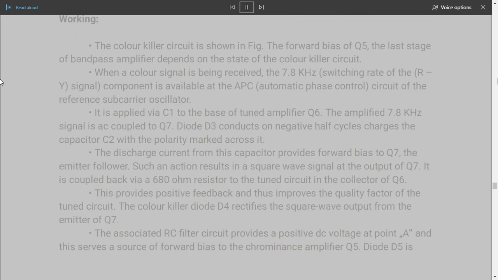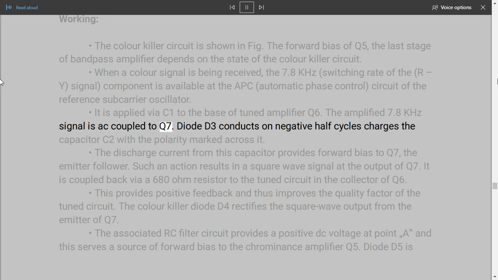The color killer circuit is shown in the figure. The forward bias of Q5, the last stage of the bandpass amplifier, depends on the state of the color killer circuit. When a color signal is being received, the 7.8 kHz switching rate of the R-Y signal component is available at the APC, automatic phase control, circuit of the reference subcarrier oscillator. It is applied via C1 to the base of tuned amplifier Q6. The amplified 7.8 kHz signal is AC coupled to Q7.